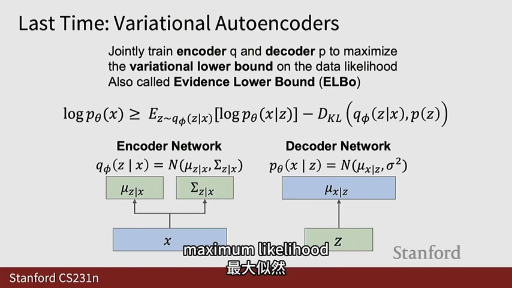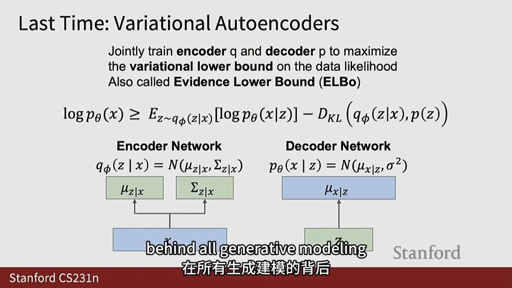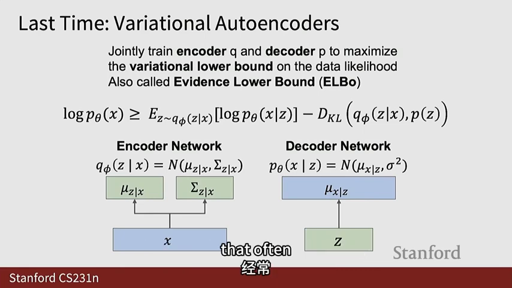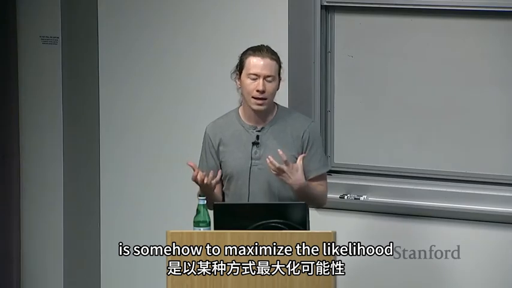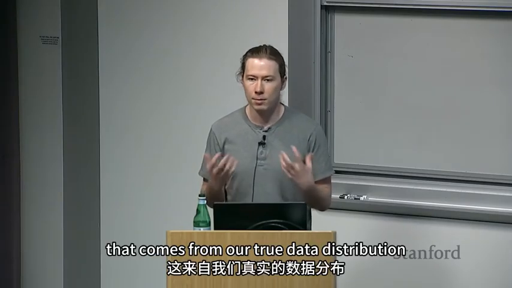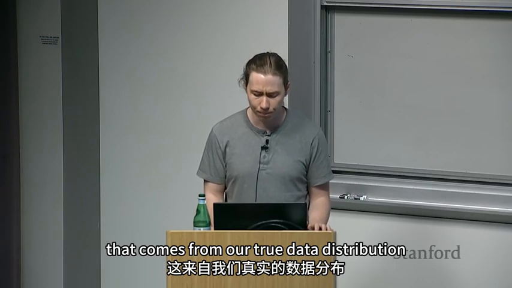Recall that maximum likelihood is one of the key insights behind all generative modeling. Often our objective function for training generative models is somehow to maximize the likelihood of the data that we observe that comes from our true data distribution.